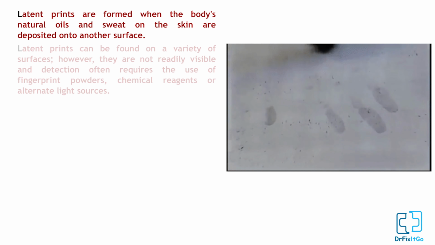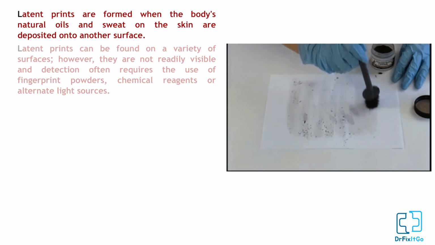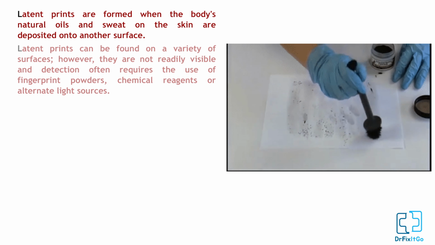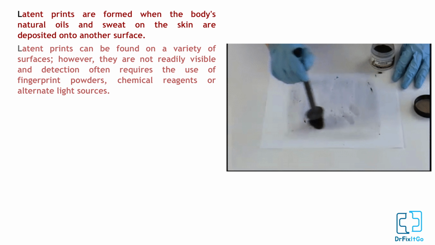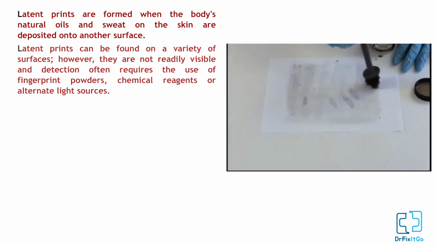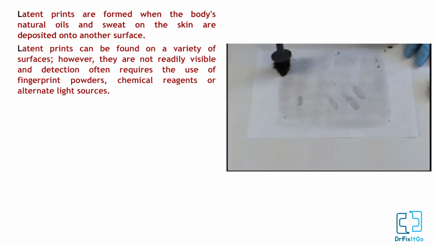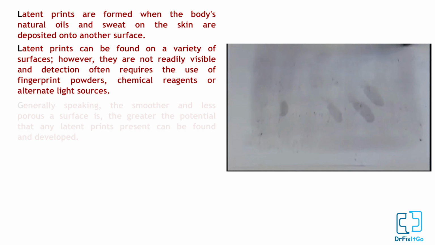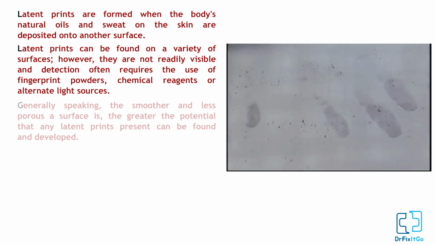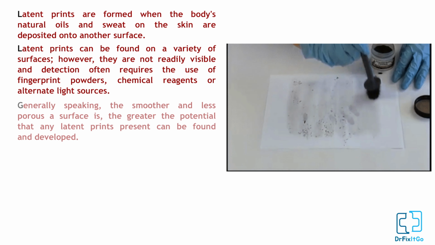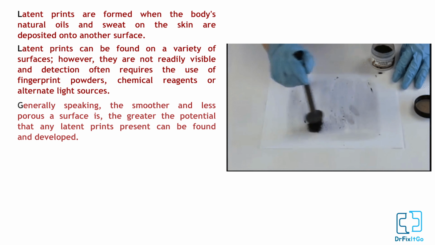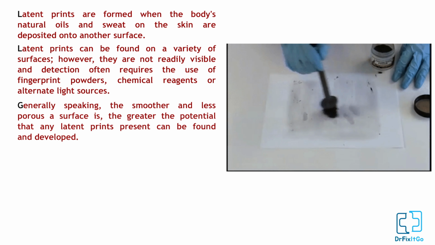Latent prints can be found on a variety of surfaces. However, they are not readily visible, and detection often requires the use of fingerprint powders, chemical reagents, or alternate light sources. Generally speaking, the smoother and less porous a surface is, the greater the potential that any latent print present can be found and developed.